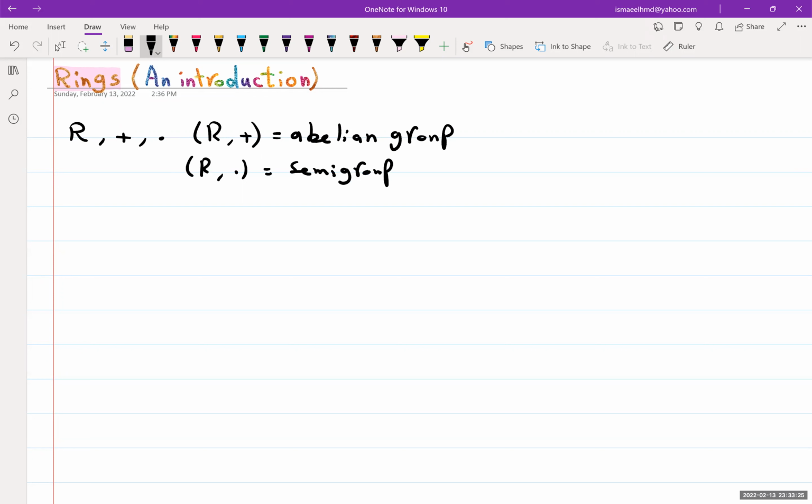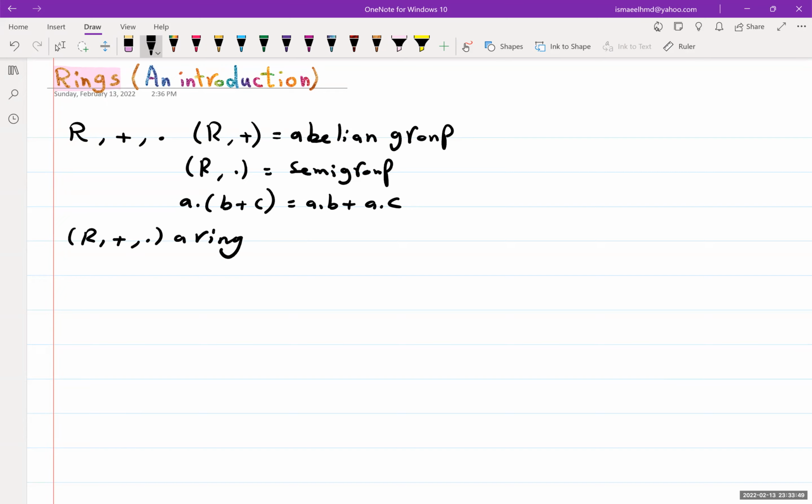Also, we have the distributive law. That means for any a, b, c in R, we have a dot (b plus c) must be equal to a dot b plus a dot c. Then we call the triple (R, plus, dot) a ring.